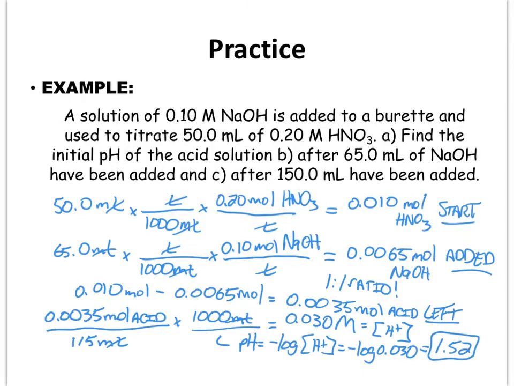1.52. So I did not reach the equivalence point yet. So I haven't neutralized all of the acid that was there. I had some acid left over, and the pH reflects that there's still some of that acid left over because it's a very low pH.